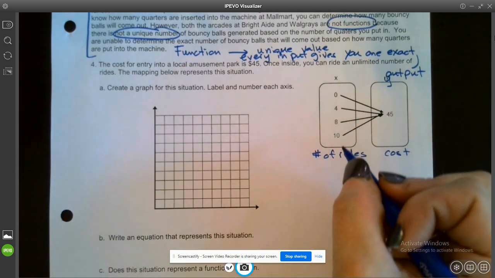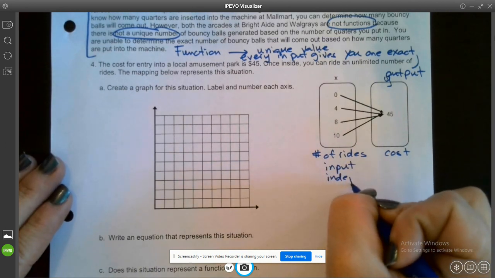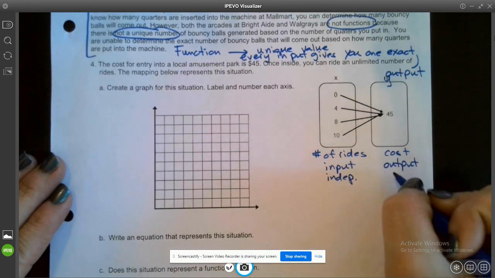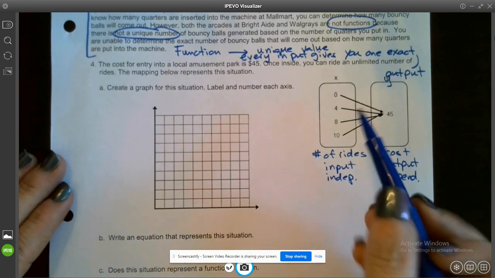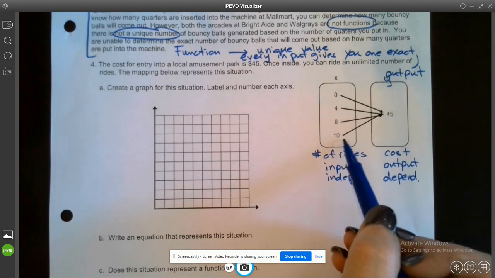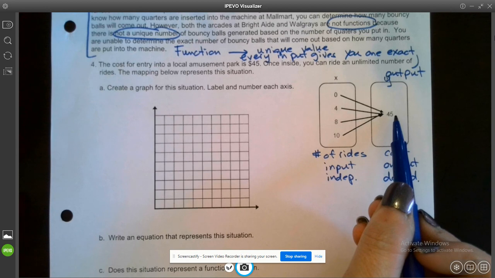Okay, and remember, what is X? What's the name of X? Yep, it's input. It's also the independent. And what is Y? It's the output. And it's also the dependent. So it's both those values. But anyway, if you go on 4 rides, it's still 45 bucks. 8 rides, 45, 10 rides, 45. Definitely not at Disneyland on a busy day.